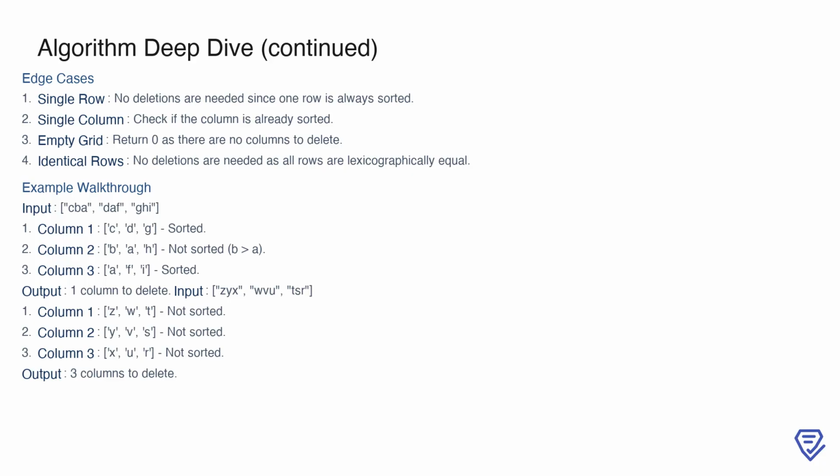In another example, with the input ZYX, WVU, TSR, none of the columns are sorted, so all 3 columns must be deleted. These examples illustrate how the algorithm handles different cases and produces the correct result.